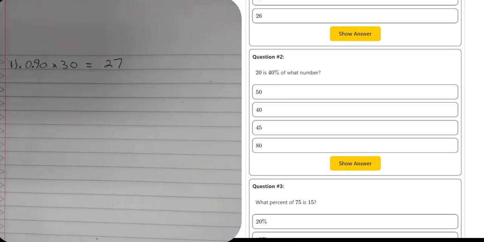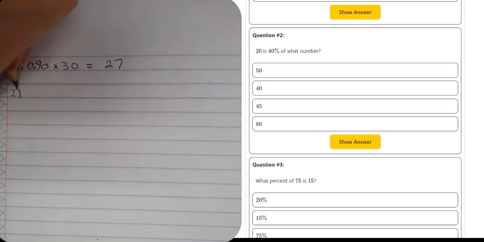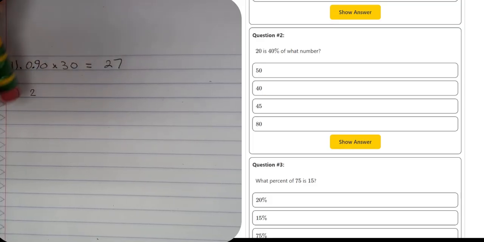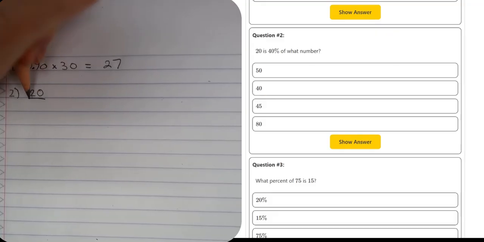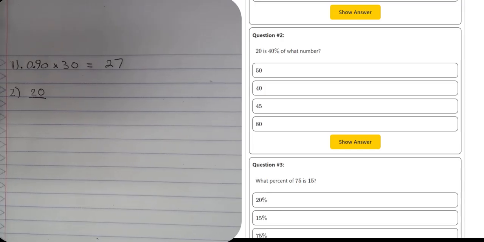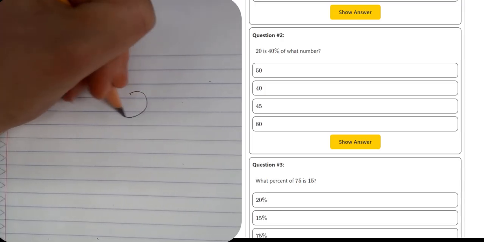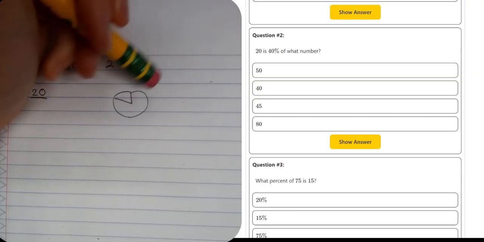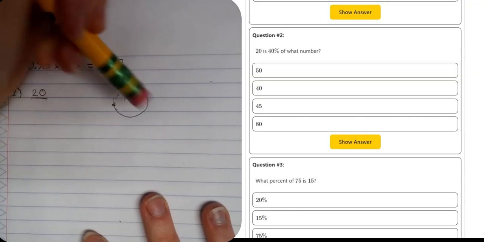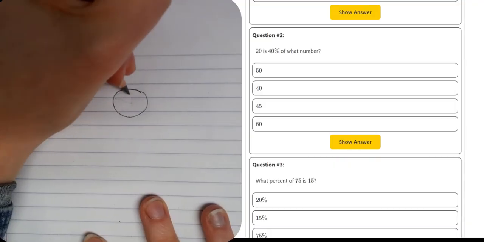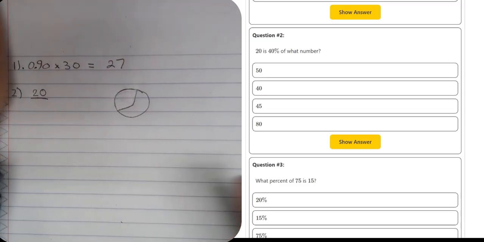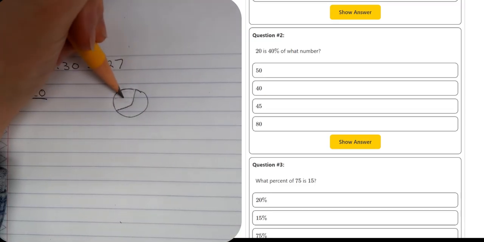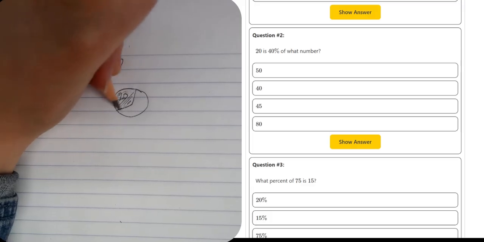Okay. Now, question 2, 20 is 40% of what number? So this one's trickier to understand, but looking at if we've got this pie, right? And this is roughly 20%. Whoops. That's my bad. Going back, this is roughly 40%, right? Good enough. Now, this 40% is the 20, right? That means that it's just part of it.